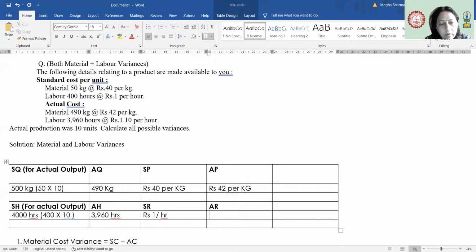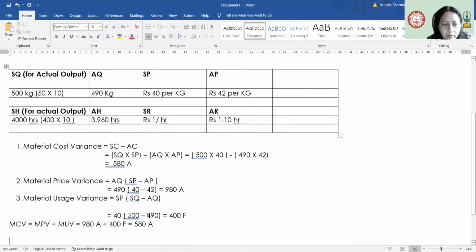And what is your actual rate? 1.10. Yes, that is given to you in question. That is rupees 1.10 per hour. Is it clear? Standard hour, actual hour, standard rate, and actual rate we have calculated. Now these 4 things we know. Now we can easily identify our labor variances, because these 4 are the components which we will require in our formulas.